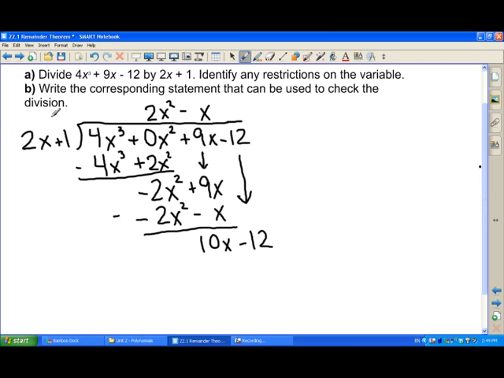What do I need to multiply 2x by to equal 10x? And the answer is just positive 5. So 10x, 5 times 1 is just 5. Negative 12, take away 5 is negative 17.